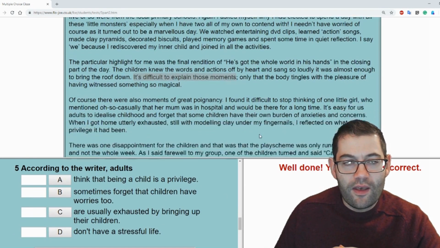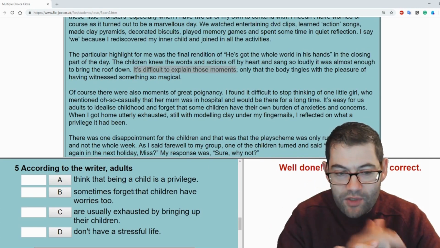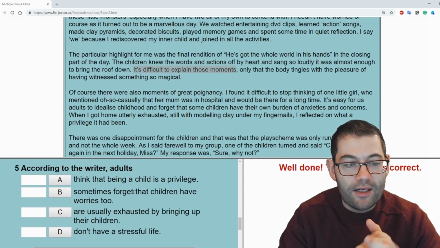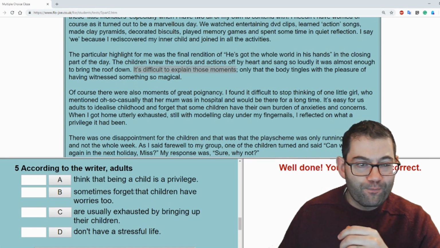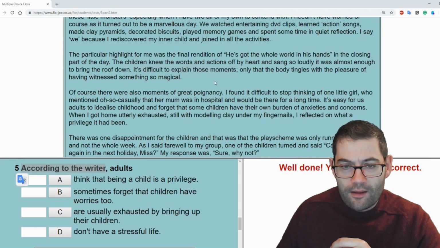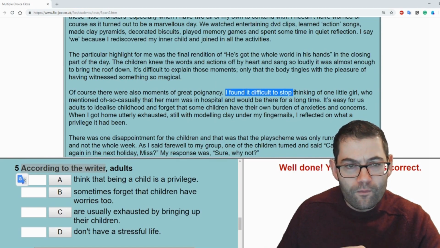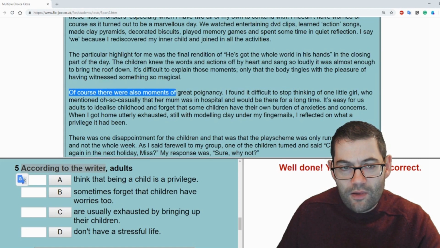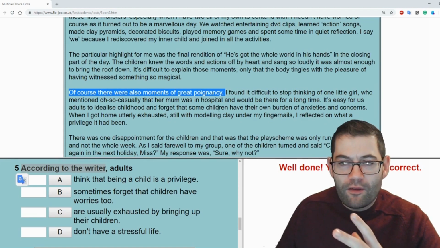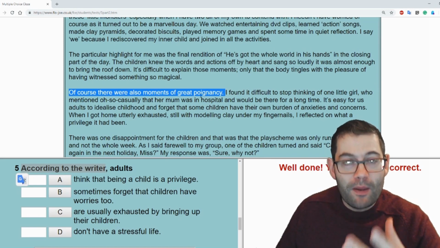For question number 5, it says, according to the writer, adults think that being a child is a privilege. Sometimes adults forget that children have worries too. Adults are usually exhausted by bringing up their children. Adults don't have a stressful life. So let's find that link to according to the writer. And we find it here. I found it difficult to stop thinking, and also this sentence leads into it as well, that there being moments of great poignancy. And this moment of great poignancy refers to this girl who talks about her mum being in hospital.